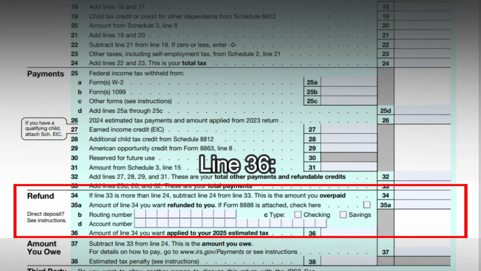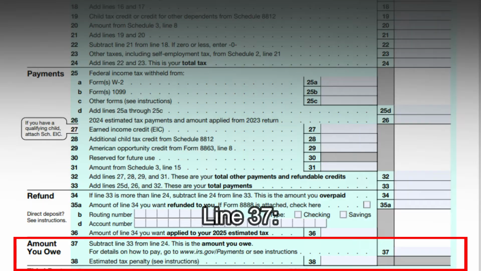Line 36, this is the amount of your overpayment from line 34 that you want applied to your 2025 estimated tax. If you want to apply all or part of your refund to next year's estimated tax payments, enter the amount here. This will reduce what you owe in estimated taxes for the following year.